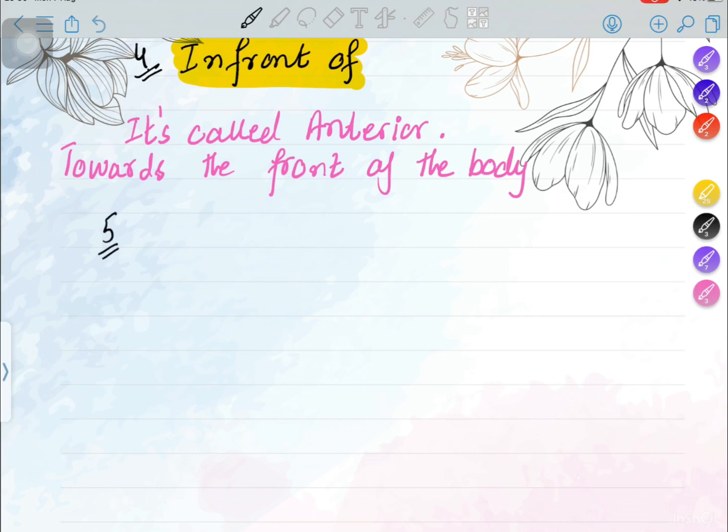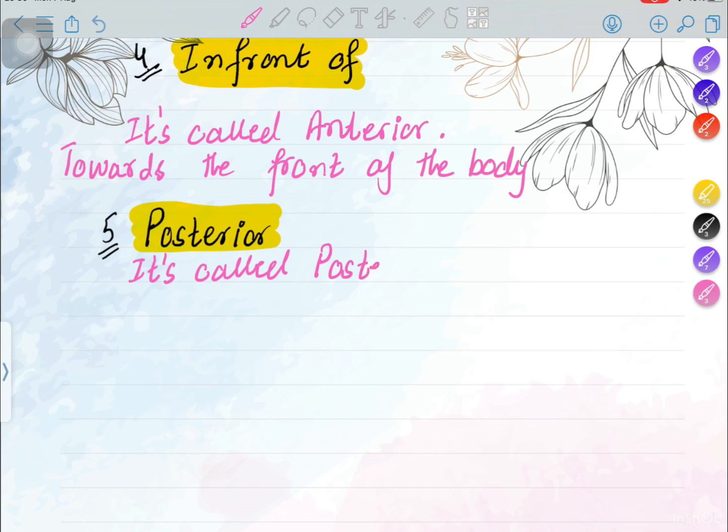The fifth thing I want to talk about is posterior. If this is anterior, then the other thing is going to be posterior. Someone in the class asked, why don't we use the word in front of instead of anterior, just to be fancy?